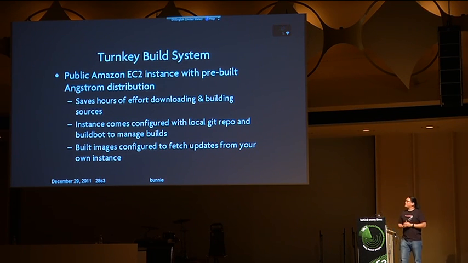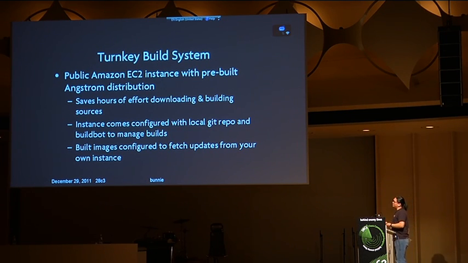Also, we provide a turnkey build system. We have a public Amazon EC2 instance with a pre-built Angstrom distribution. It's great that you can get source, but the problem is if you want to build the kernel, Qt, X, and everything, you're downloading source for 7 hours, and then building for another 7 hours, and then you find out it doesn't work, you misconfigured something, and you're waiting another 7 hours to just get going. It's a big pain in the butt.